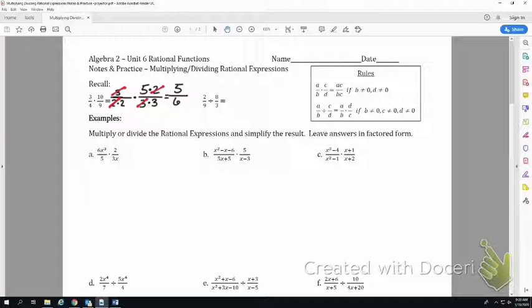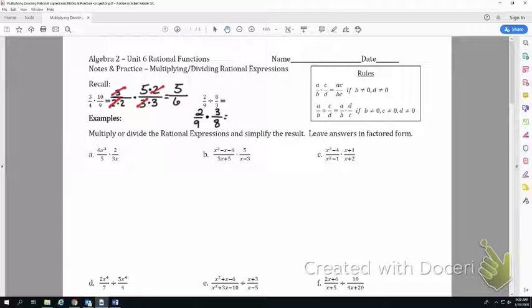On the next one, I am dividing fractions. Does anybody remember what you have to do whenever you're dividing fractions? Do what? Keep, change, flip. Okay, so that means I'm going to keep the first fraction. I'm going to change it to a multiplication problem. And I'm going to flip the second fraction.